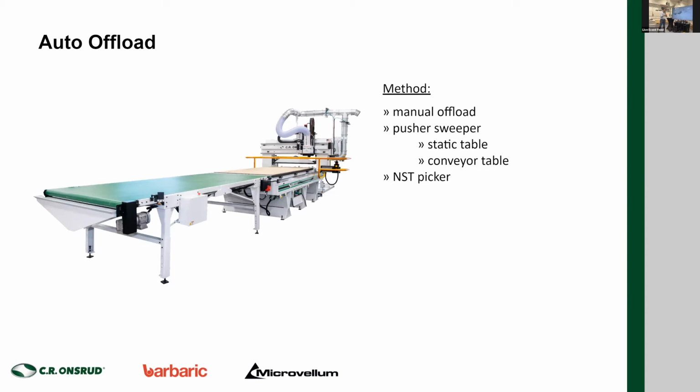So if we look at the offload system, of course, you've got the manual offload where somebody's cleaning it manually, but we also have the pusher sweeper system, which you saw here, which pushes the material off and cleans the table. And we can push that off onto two different options. One is what we call a static table, which you saw over there, but we also have a conveyor table right here that conveys the material to the operator. And basically they're just standing at the end of the conveyor, catching parts and stacking them or moving them on to the next process. And then of course the other method, which you saw here, was the NST picker, which picks off parts directly from the table.